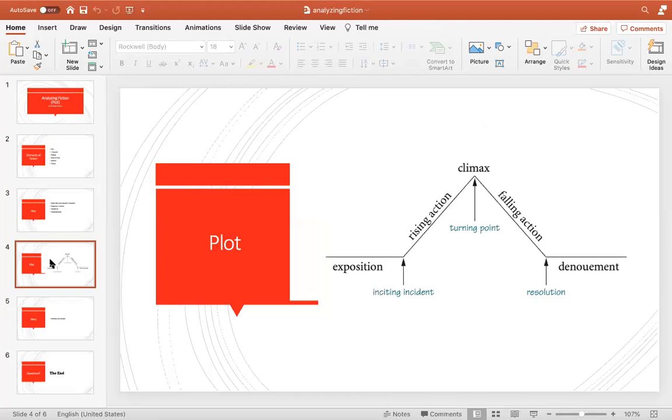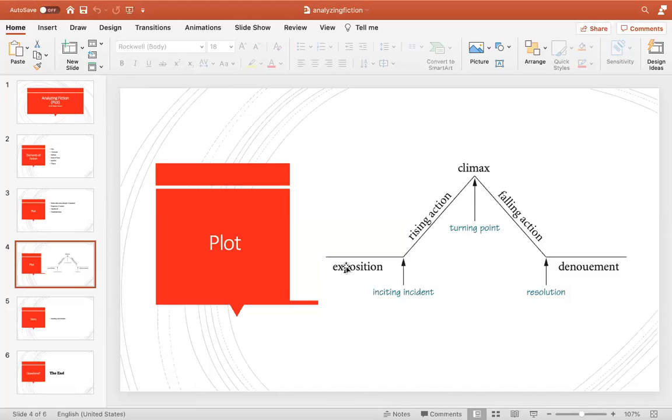Graphically, this is how a plot looks like. It begins from an exposition. It has an action which rises to the climax. And then that action falls down in a curve of falling action. And then somewhere over here, we have a denouement. And that is the end of the story. That leads to the end of the story. Now, what does each of these terms mean?